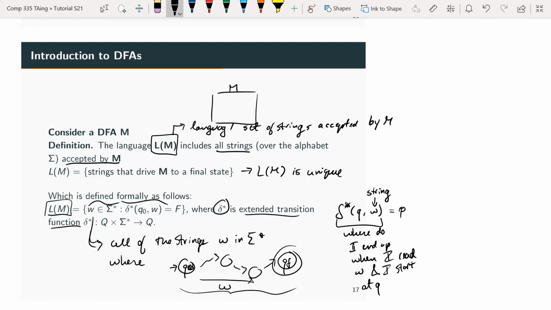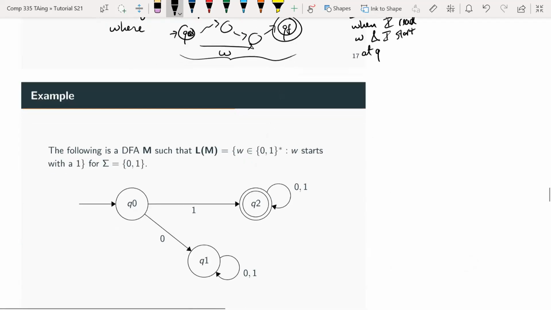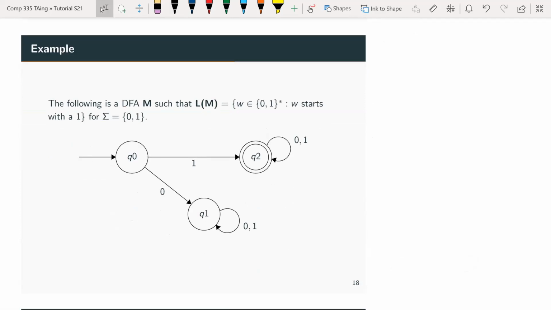Okay, so again, this might seem abstract. That's why we're going to go through some examples to make it more concrete. So for now, we're giving you what the language accepted by M is. Here we're saying that the language accepted by the DFA M, which is represented here, this is my DFA M. This language we claim is the set of all strings over the alphabet 0, 1 that start with a 1. Okay, so now we're going to try to see why we're claiming this. What are some examples of strings where the DFA accepts that string and where the DFA rejects that string?